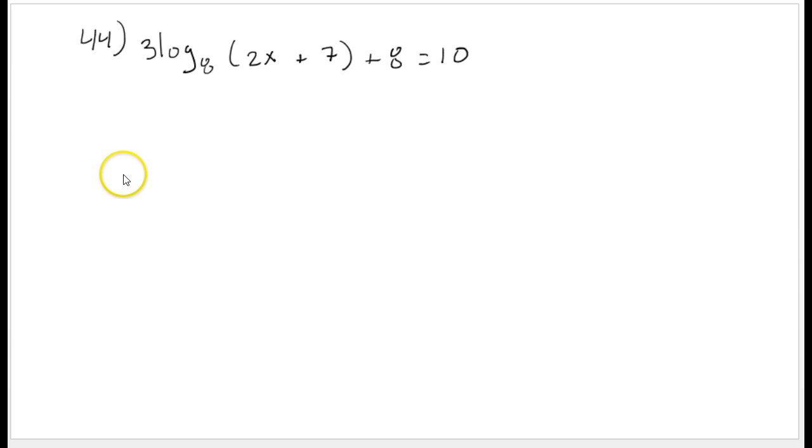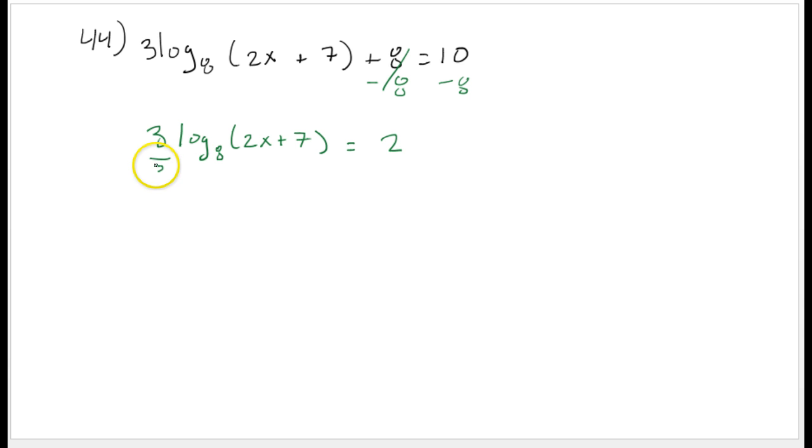Number 44 in our assignment, here we go. We want to go ahead and solve again for x. So now we're going to try to isolate this log function as much as possible. What I do first then is get rid of this 8, or subtract 8 from both sides. This goes away. I reduce this to log base 8 of 2x plus 7 is equal to 2.